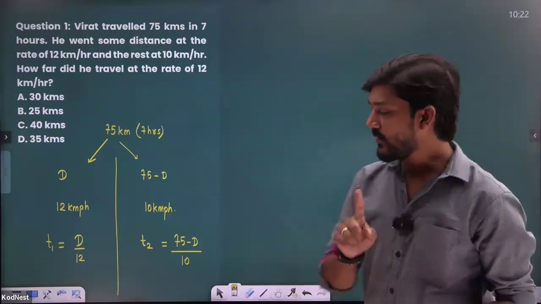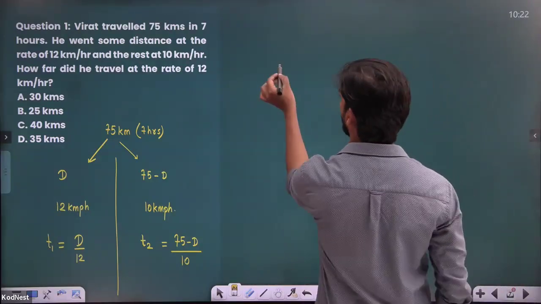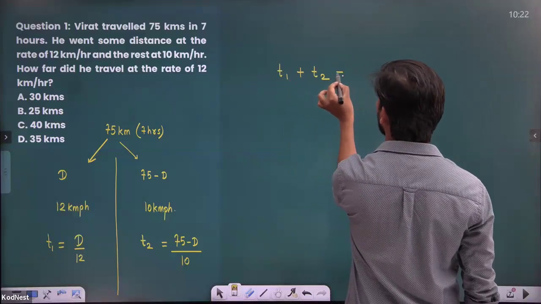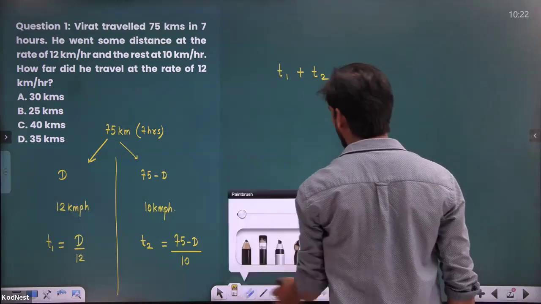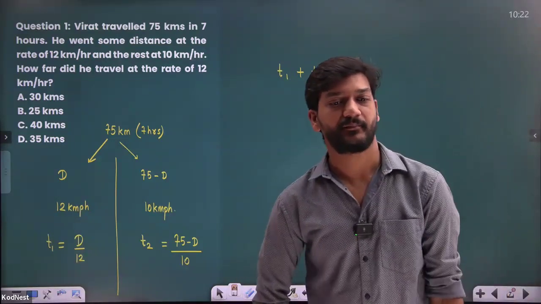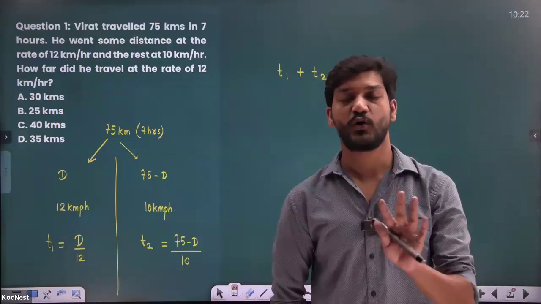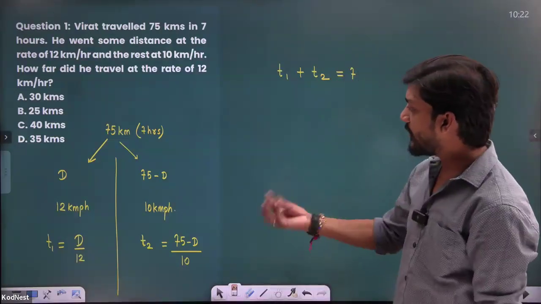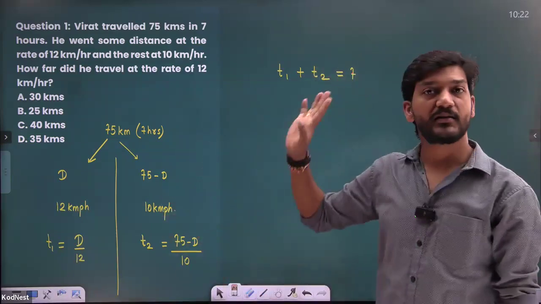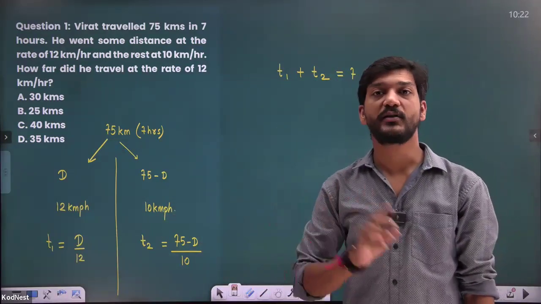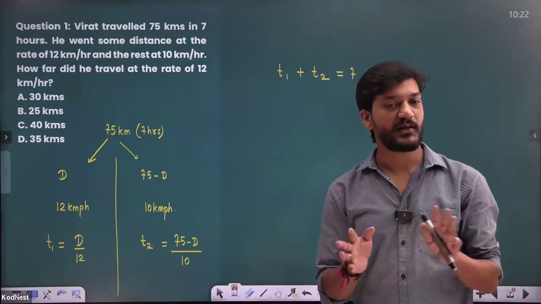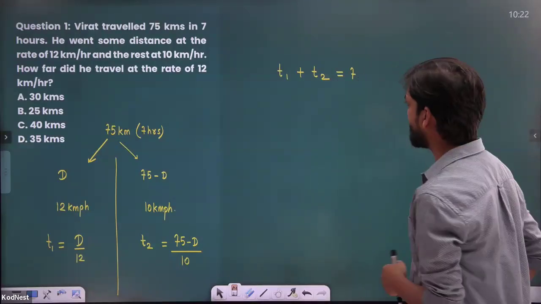My dear, T1 plus T2, carefully answer. T1 plus T2, is it not equal to 7 hours? So this is what you have to write. So try to understand how the equation has to be created. This is not the only way the equation can be created, but yes, this is one way. So T1 plus T2 is 7 hours.